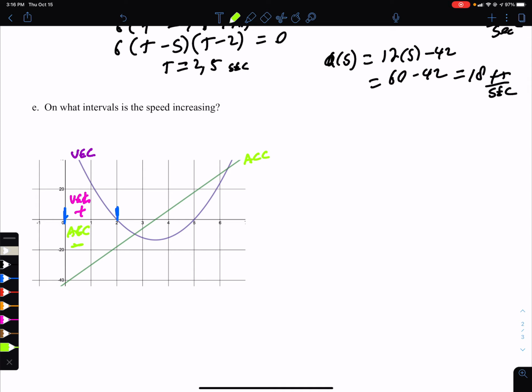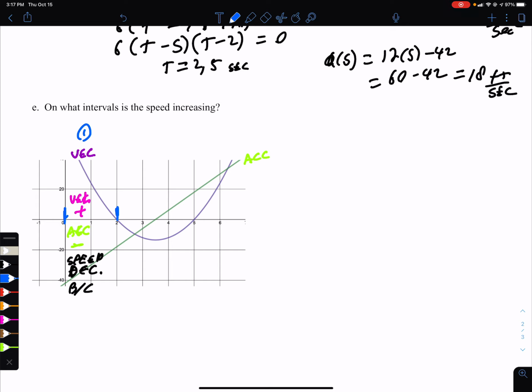And why? Again, what determines if a function is positive or negative? If it's above the x-axis, it's positive. If it's below the x-axis, it's negative. Look, velocity above the x-axis, positive. Look, acceleration below the x-axis, negative. And therefore, in that region, speed would be decreasing, because velocity and acceleration have opposite signs. That's the rule. If velocity and acceleration have opposite signs, speed would be decreasing. All right, that's region 1.